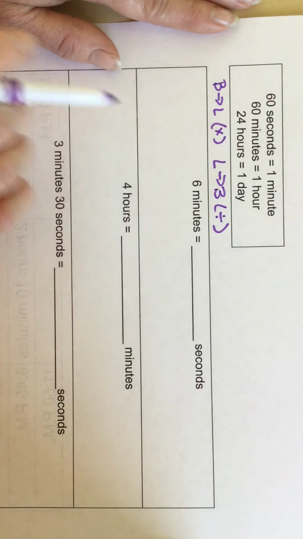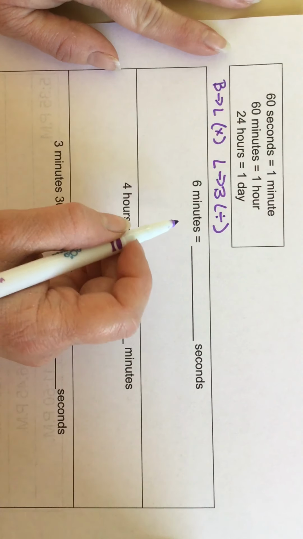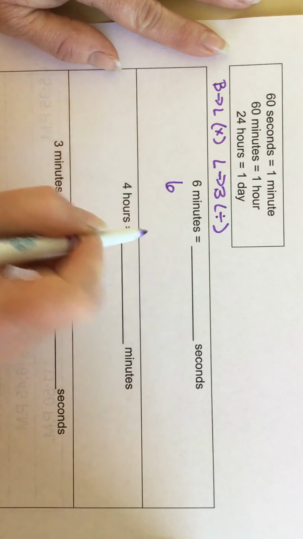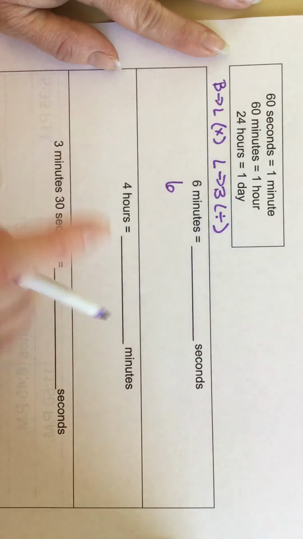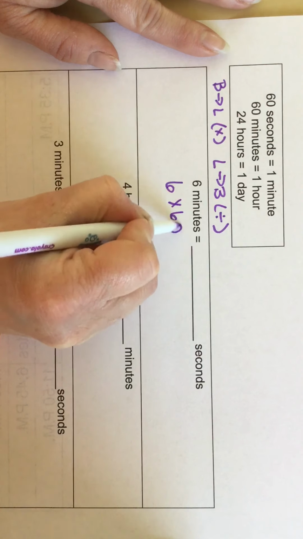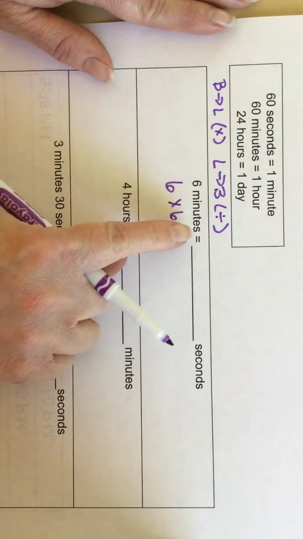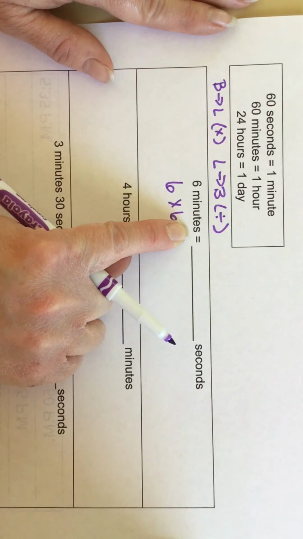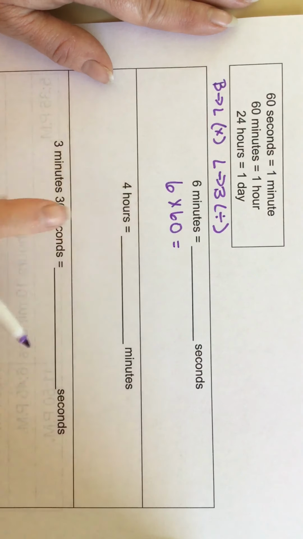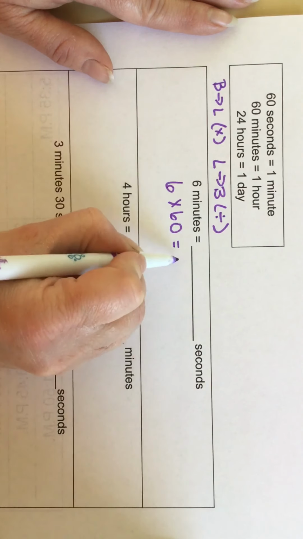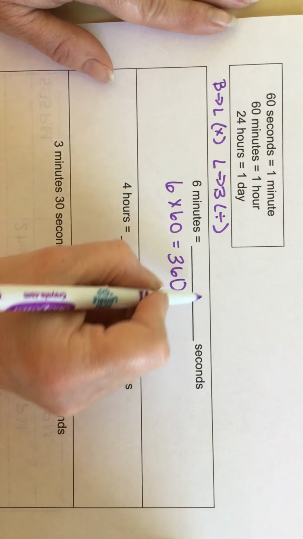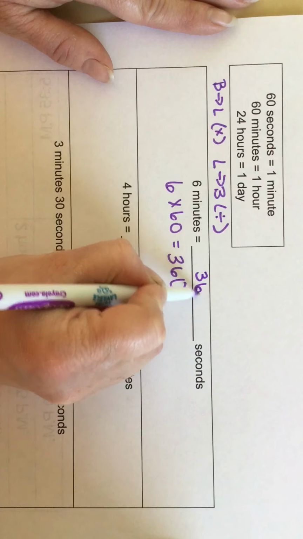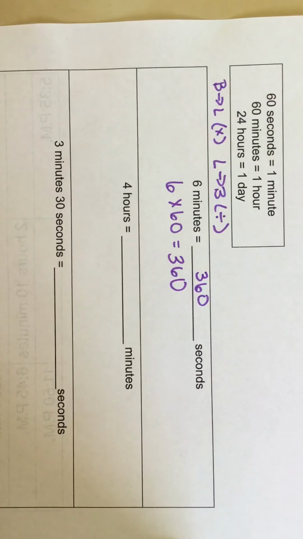All right, so first we have 6 minutes and we need to get it to seconds. So I'm going from big to little, 6 minutes, and I know there's 60 seconds in a minute, times 60. And when we're multiplying, take your 0 off. Since there's a 0 there, make it a little bit smaller. And we know 6 times 6 is 36. And then add your 0 back on. So there are 360 seconds in 6 minutes.